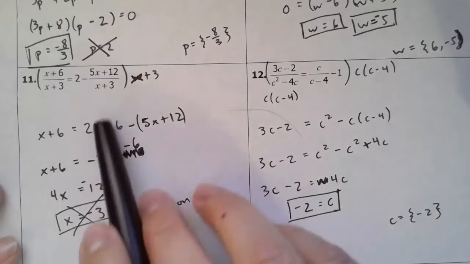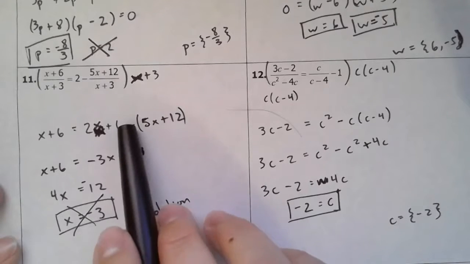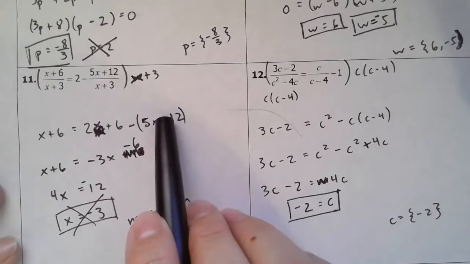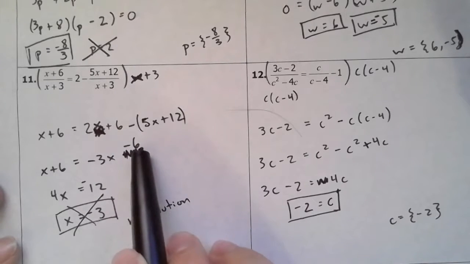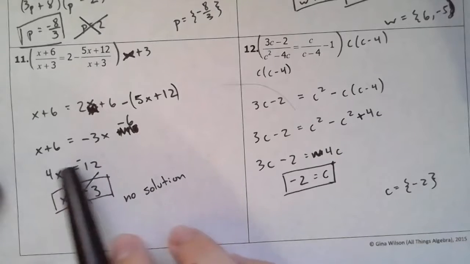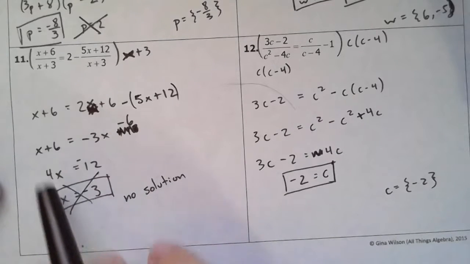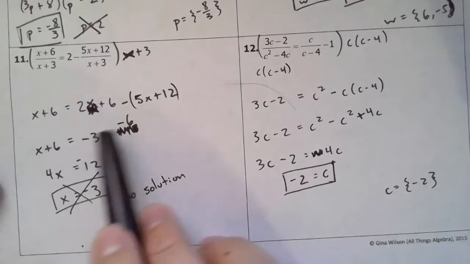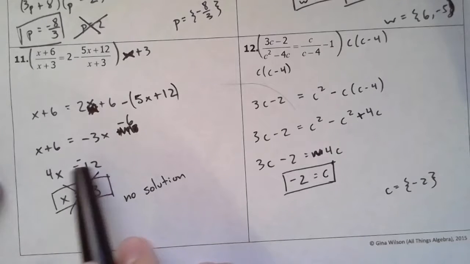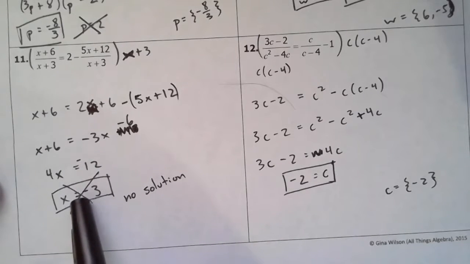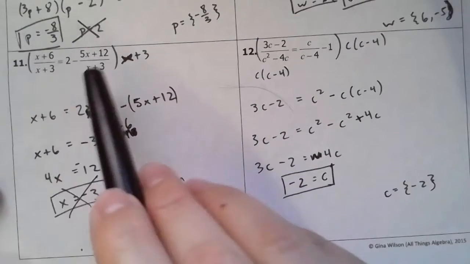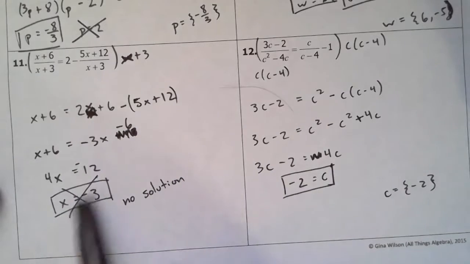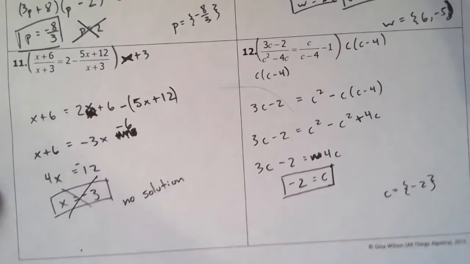So right here I made a mistake because I lost track of my negatives. Okay, I would get minus 5x minus 12, and then I combine like terms, I got negative 3x minus 6. So then to get the x's on one side, I added 3x to both sides, 4x. Subtract the 6 from both sides, I got negative 12. So x is equal to negative 3 when I divide both sides by 4. However, negative 3, when you plug it in, you're going to get 0 in those denominators. So it's not a solution, but that's the only one we got. So this one has no solution.